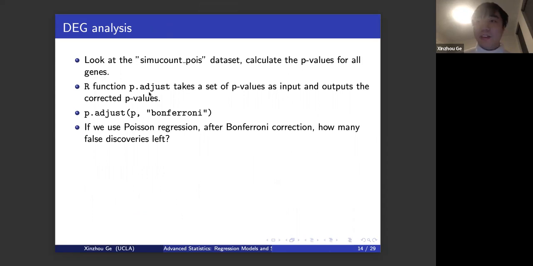And as I just said, for the negative binomial distribution, even if we use the correct model, we still have the problem of using the incorrect theta. So let's come back to the simul count Poisson dataset. For this dataset, all the values are from the Poisson distribution, so the Poisson model will be a good fit here. If we use the correct model, calculate p-values, and use the Bonferroni correction, we can see how many false discoveries are left.